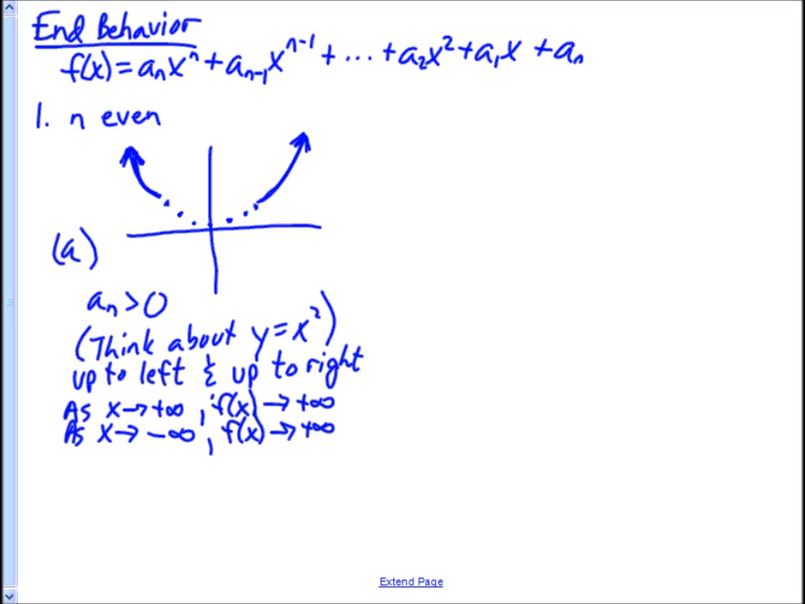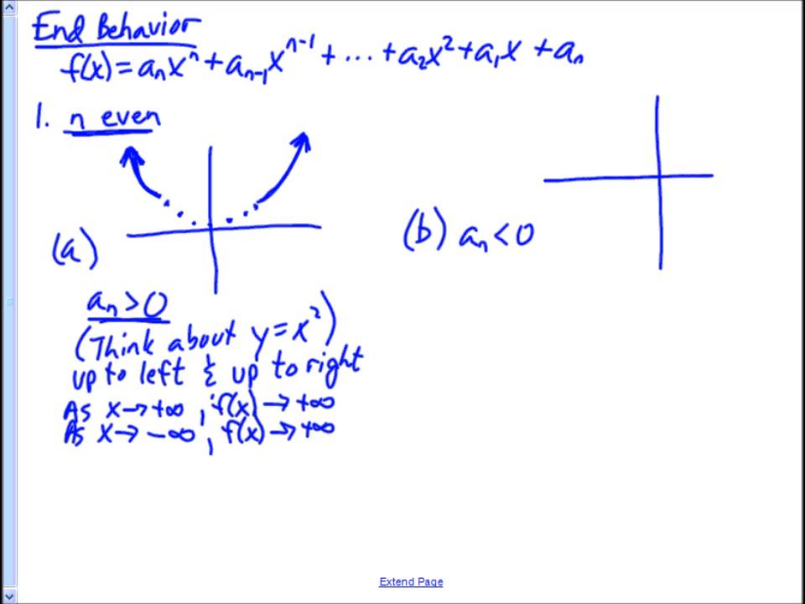So that is if your degree is even and your leading coefficient is positive. Degree is even, leading coefficient positive. So now the second scenario is your degree is even again, n is even, but this time your leading coefficient is negative.